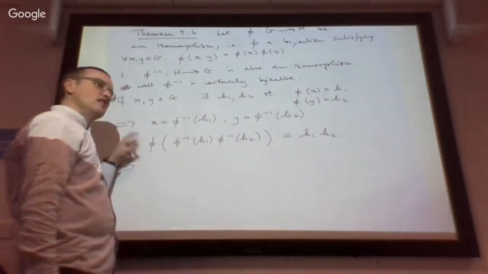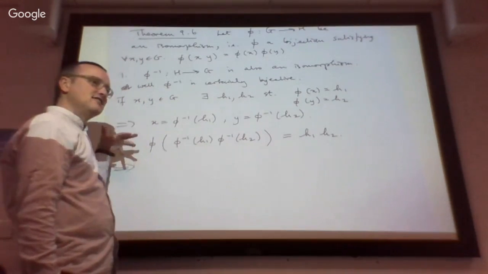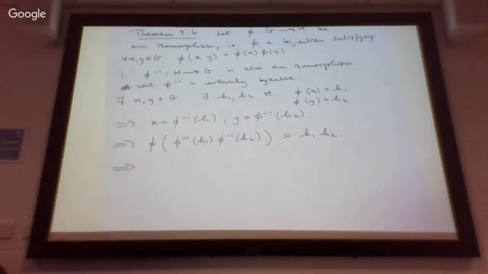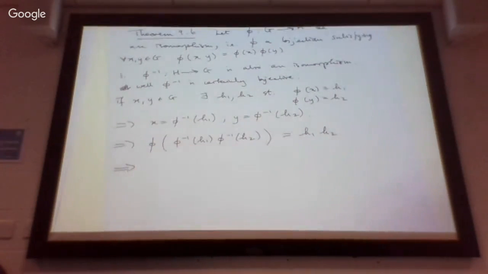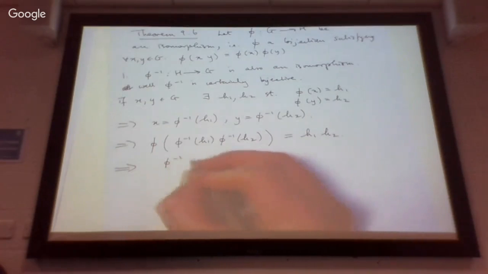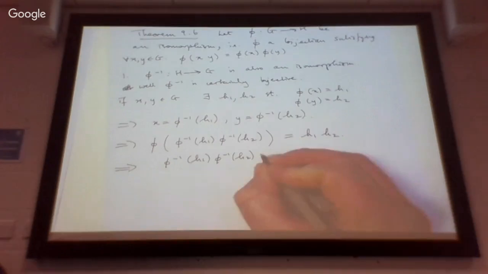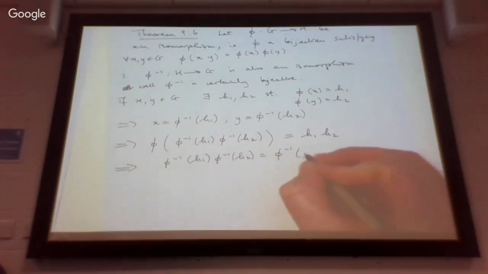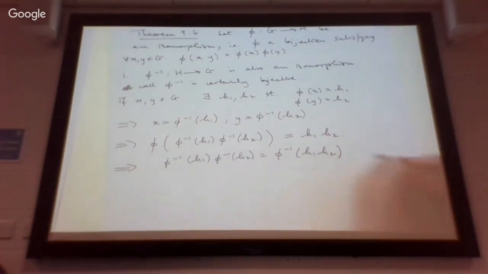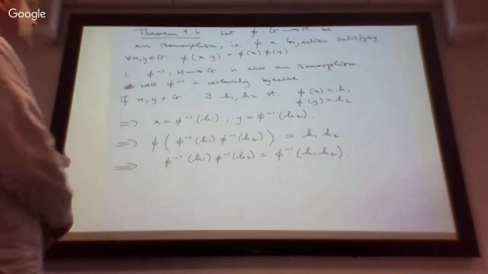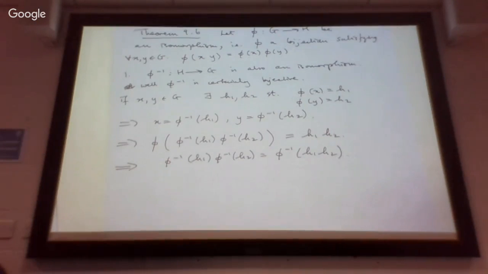So there's a nice operation here. I can simply apply phi inverse to both sides. Yeah, you can see that? When you apply phi inverse to the left, it cancels out that application of phi. So you're just left with phi inverse H1, phi inverse H2, and that's equal to phi inverse of simply the right-hand side. So phi inverse of H1 times H2. So that's the homomorphism property for phi inverse.